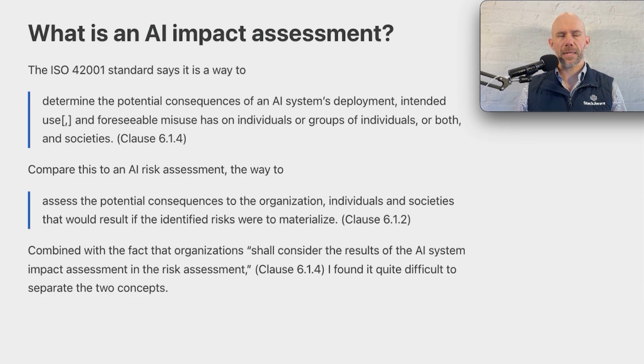Now, if you compare that to an AI risk assessment, according to clause 6.1.2, that's a way to assess the potential consequences to the organization, individuals, and societies that would result if identified risks materialize. So, unfortunately, I think it's a little unclear exactly what the difference is. The good news is Stackaware came up with a way to parse these two different concepts and make sure that the results are audit ready.